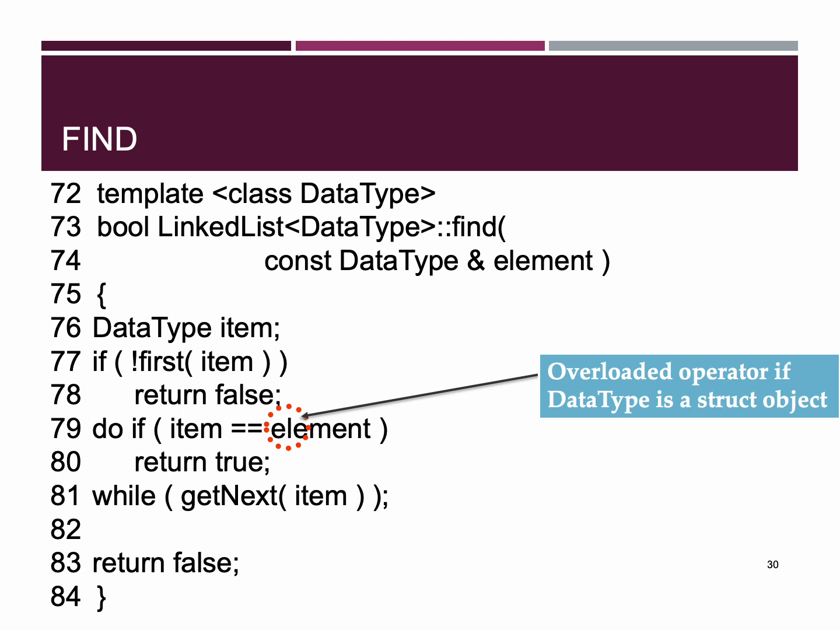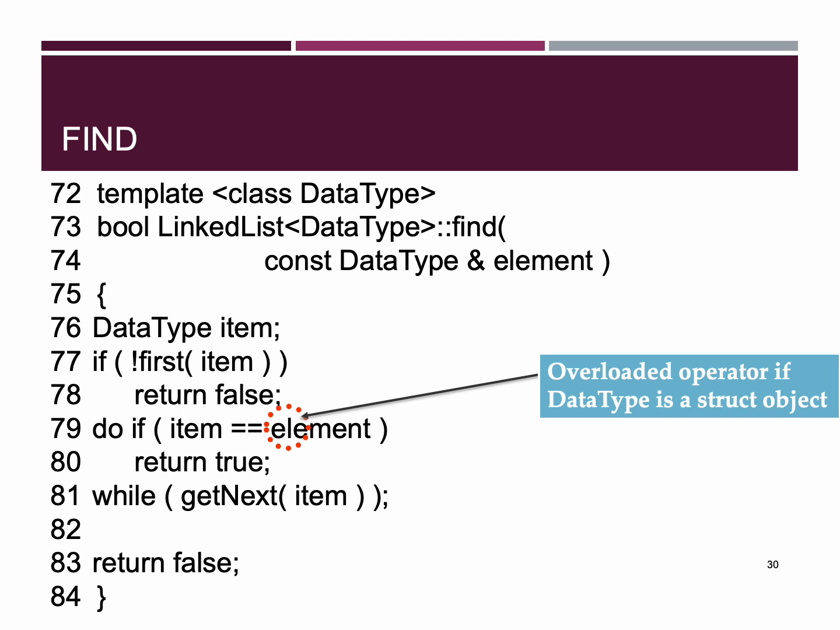Now let's see how the find function works. This function searches the list for a specific element and returns whether or not it was found. We start by declaring a local variable item of type data type to store the elements as we traverse through the list. The function first calls the first function to move to the beginning of the list. If the list is empty or the first element cannot be retrieved, it returns false.